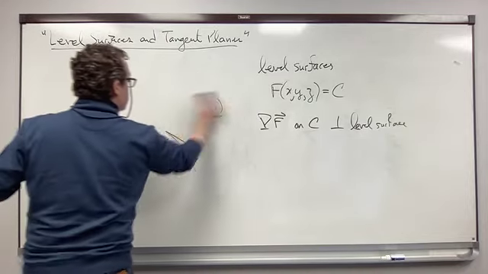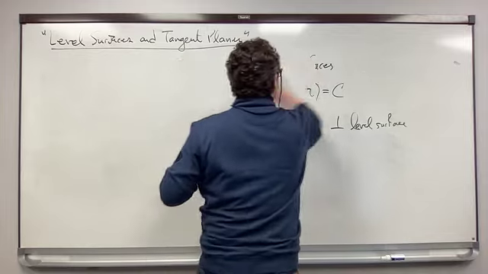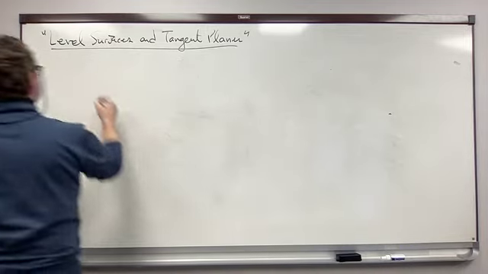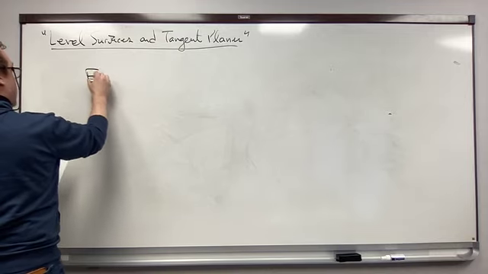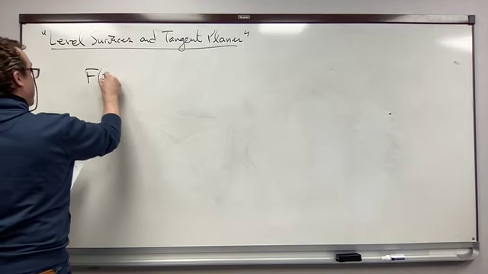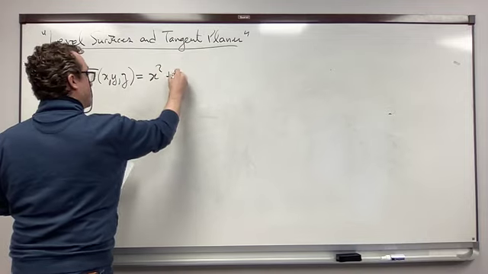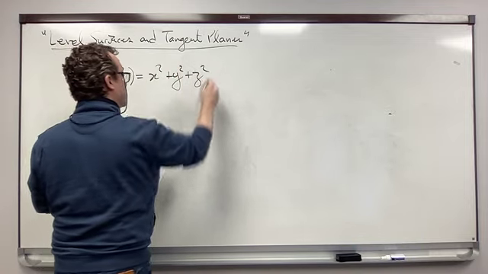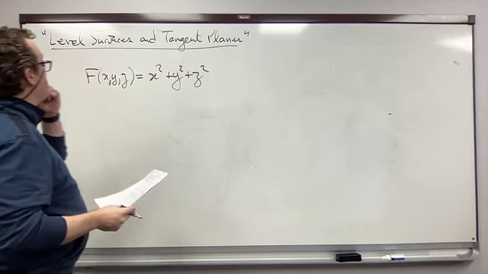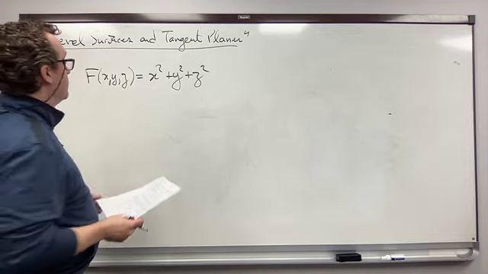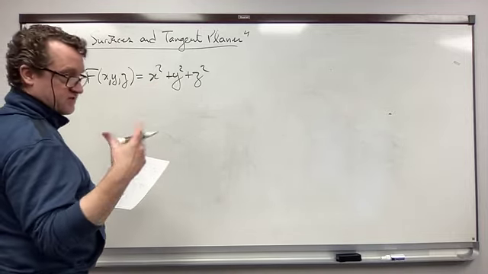Let's just look at a simple example, as usual with these things, that helps more than just talking about it. Consider level surfaces for f of x, y, z equals x squared plus y squared plus z squared. This is a sphere, that's the definition of a sphere, and so the level surfaces of this are going to be spheres.